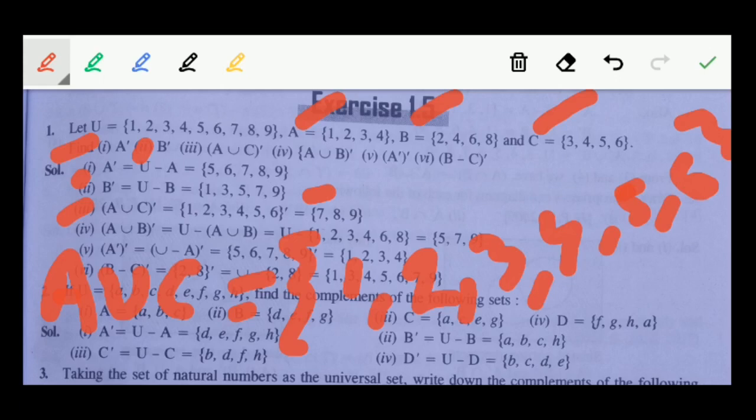So you will find its complement. The remaining elements are 7 8 and 9. This is your answer, the complement of A union C. In the same way you will find the fourth, fifth and sixth parts.